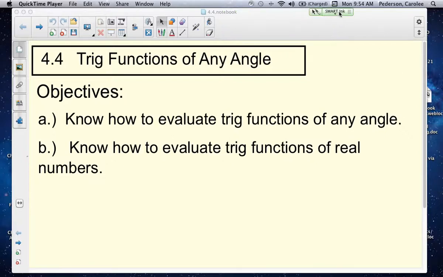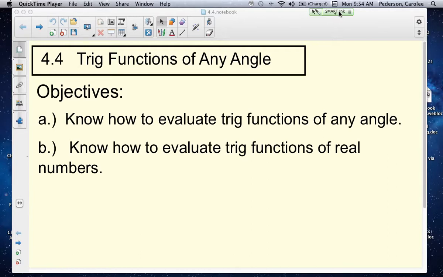This is 4.4, trig functions of any angle. We're going to know how to evaluate trig functions of any angle and evaluate trig functions of real numbers. So we're going to move away from just having the unit circle and the special angles that we know on the unit circle.